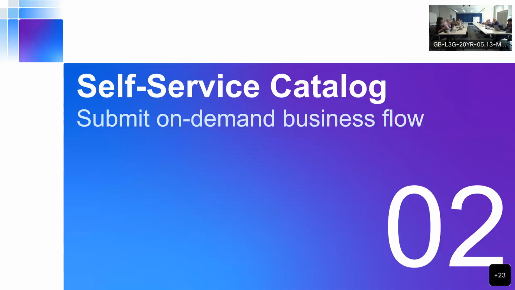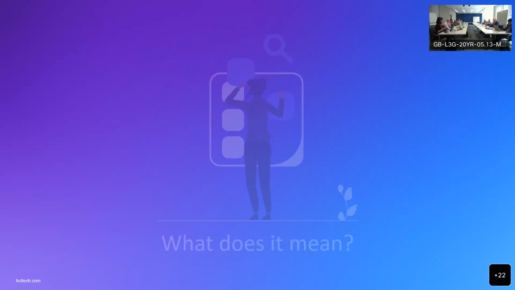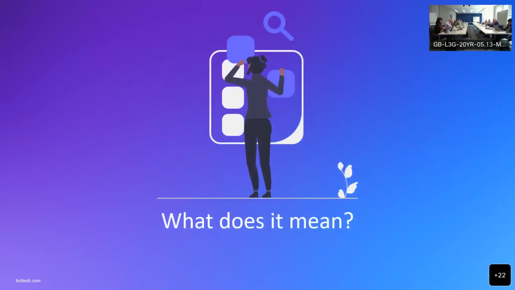So now moving to the self-service catalog. As you can see here, self-service catalog, we define it as a mobile-oriented interface to submit on-demand business flow. And you might ask, what does it mean, actually?